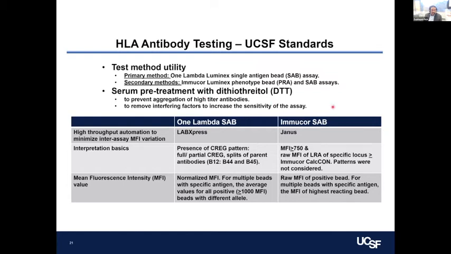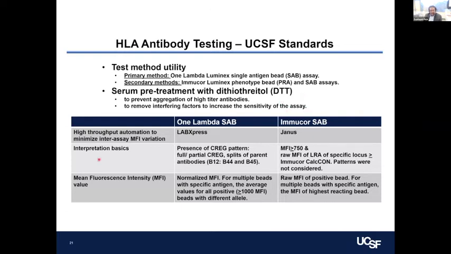Then the serum can have a lot of inhibitory factors like IgM or complement that can block the solid phase assay. So you can get false negative results. So what almost all labs do is use some serum pretreatment. We use DTT. This depletes all IgM antibodies as well as complement factors so that we can get more sensitive values in HLA antibody testing.